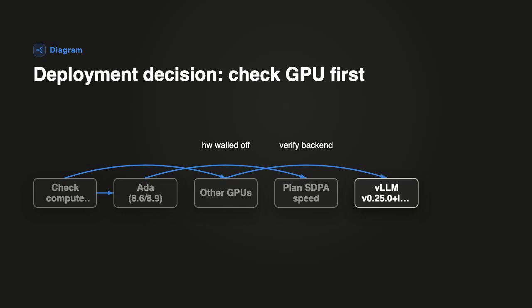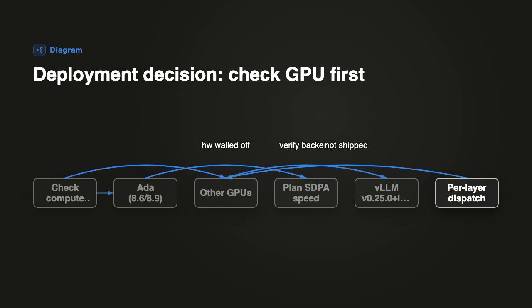Everyone else, get onto vLLM v0.25.0, then confirm the backend in your logs. Don't take a config file's word for it. And if someone pitches you per-layer attention dispatch as the fix, that's a GitHub thread, not a shipped feature. Don't architect around it.